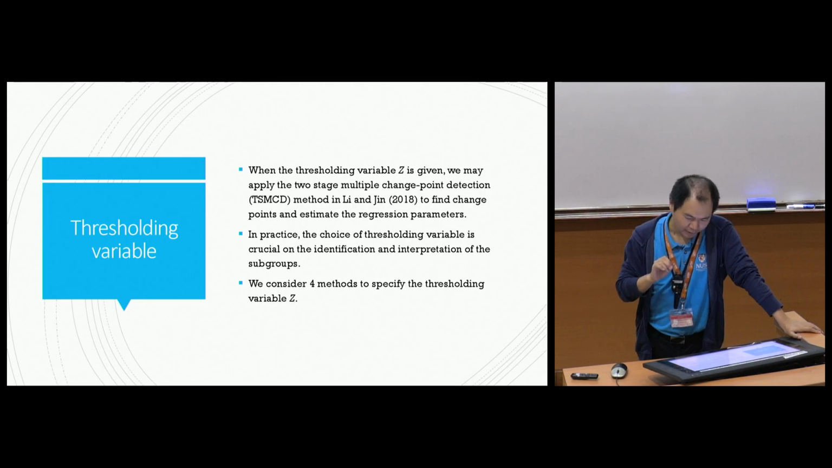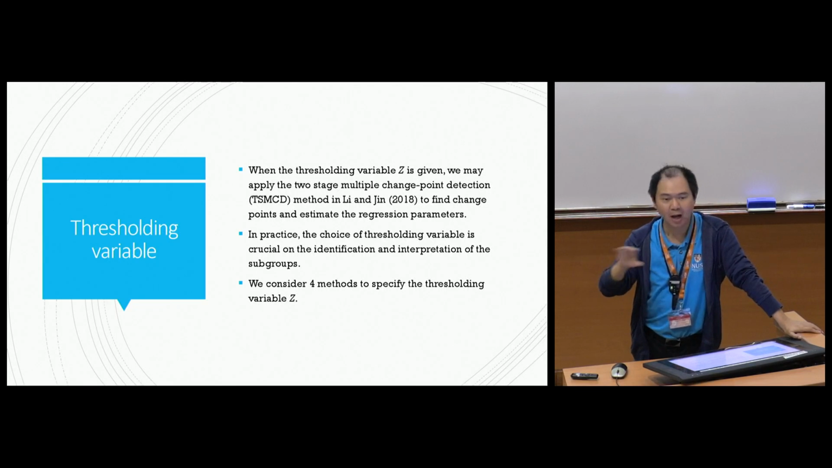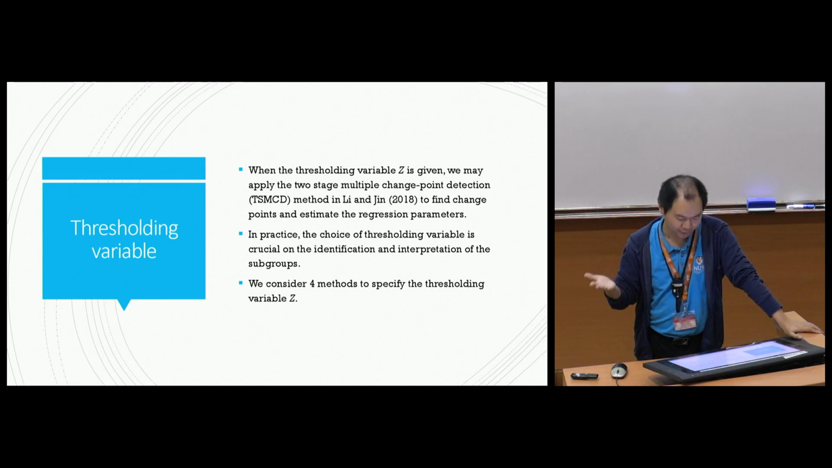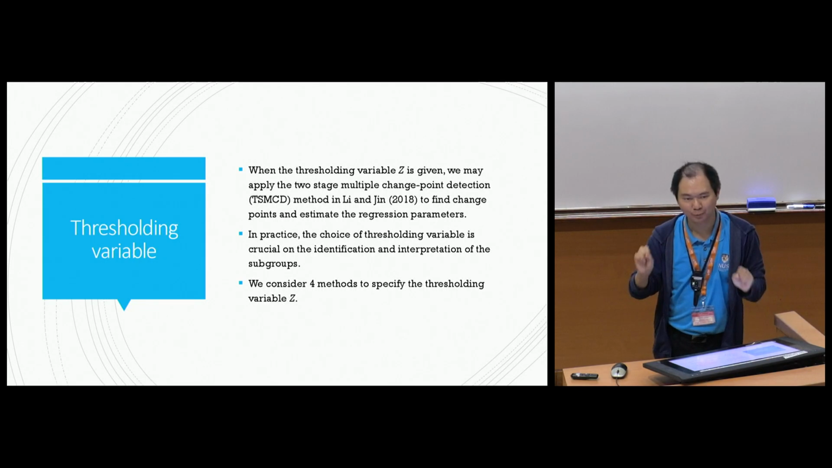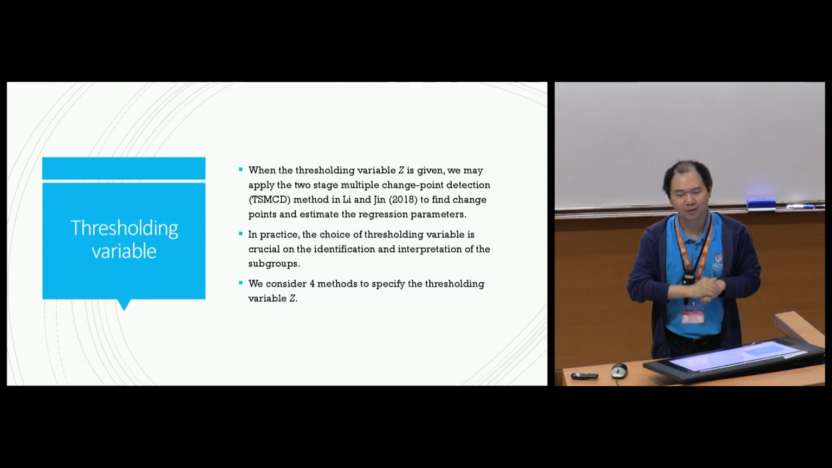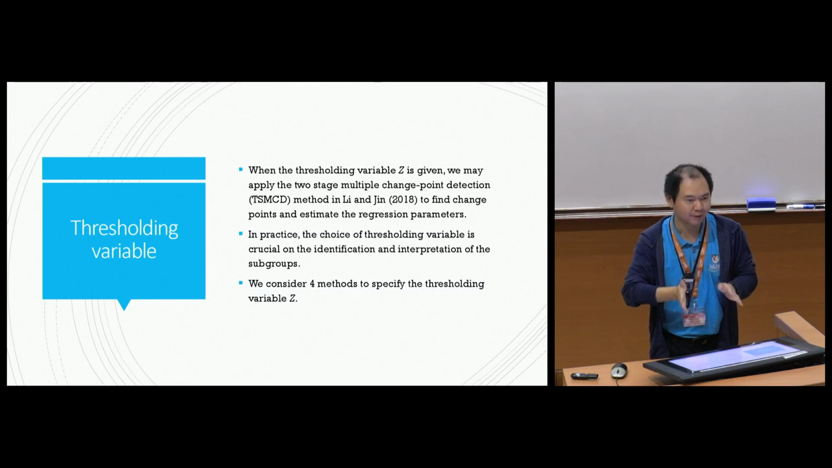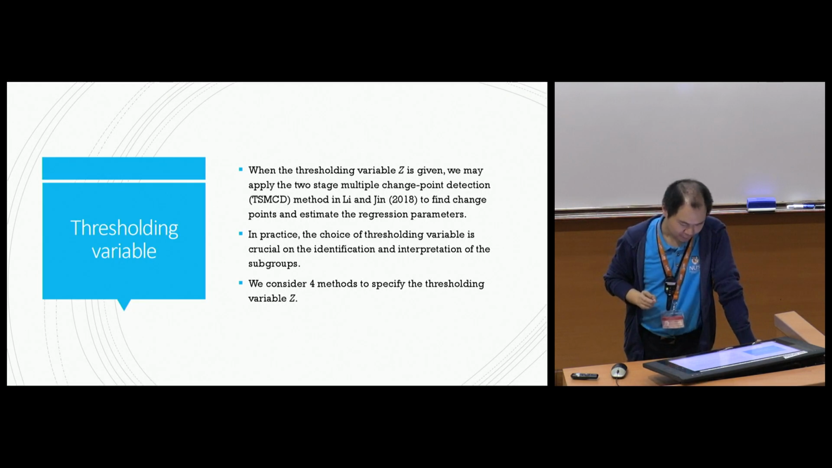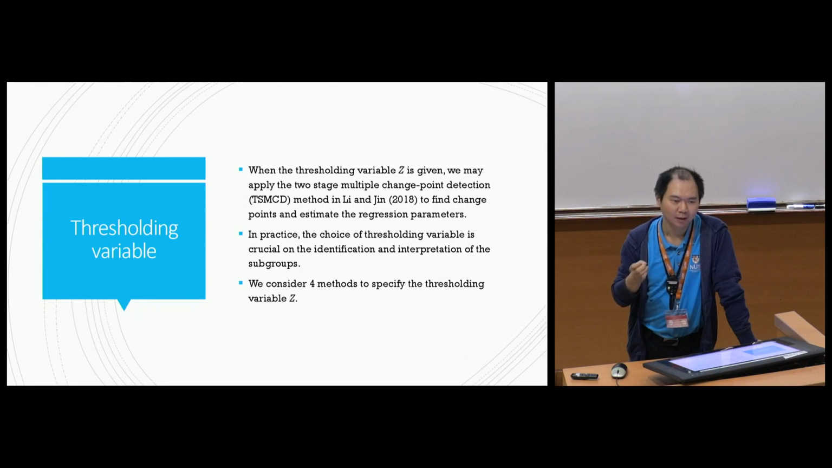However, in practice, the choice of this variable could be very important, and how you choose this variable will actually lead to how you interpret or identify the final subgroups, and those subgroups will be defined according to this z variable. So if you don't choose this z variable wisely, you may end up with very poor subgroups. So we have to think about how to select this z variable more appropriately.